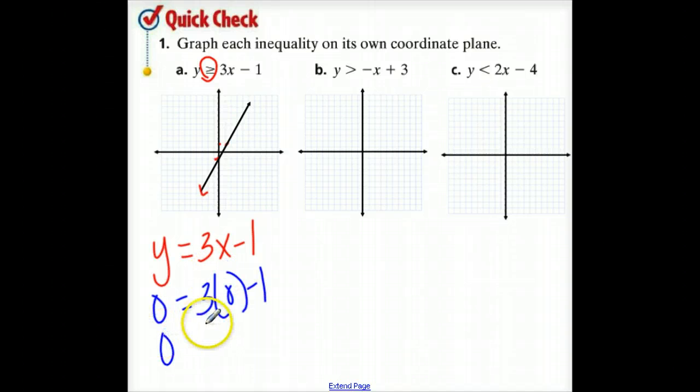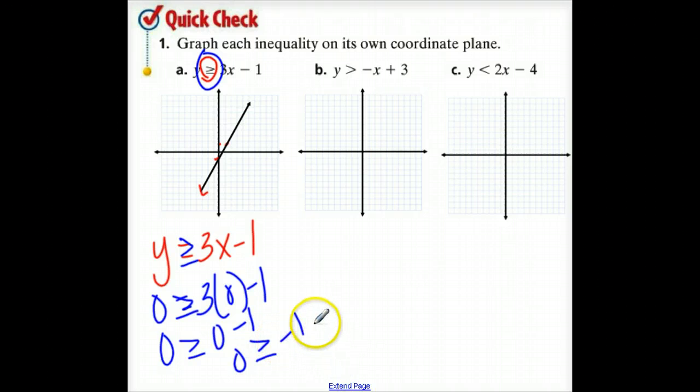So I have 0. Oh, I need my inequality sign, not equals. Greater than or equal to, these should have been greater than or equal to. 3 times 0 is 0 minus 1. Is 0 bigger than negative 1? Yes, yes it is. That is true. So that means that I'm going to shade the side that 0, 0 was on. And there we have it.